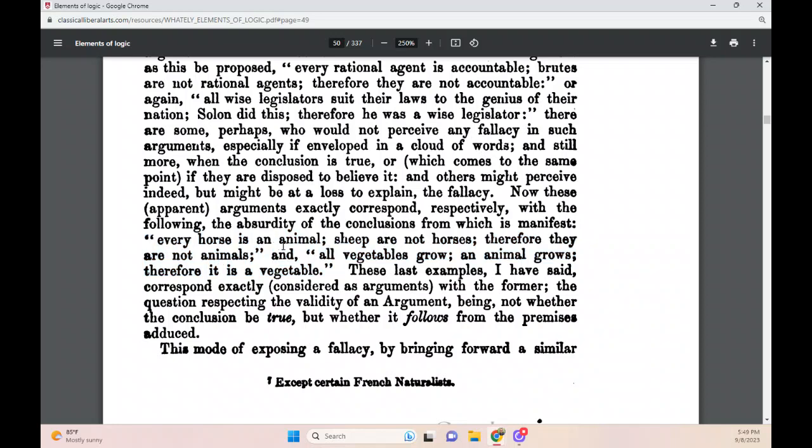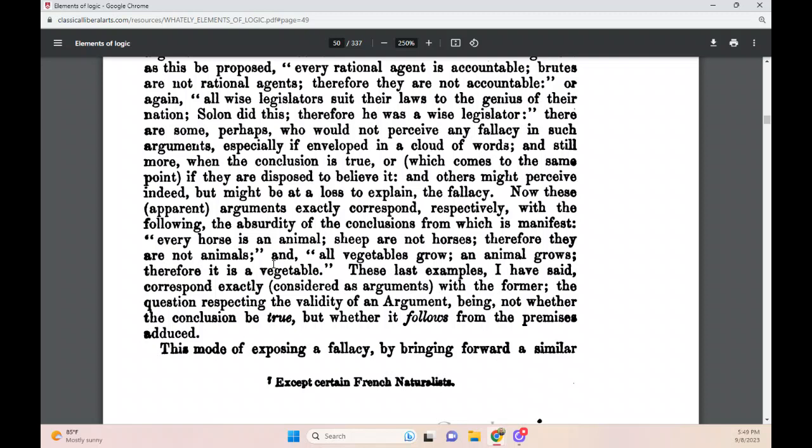So let's look at this absurd example. Every horse is an animal. So picture a large circle containing all animals, and then in that circle is a smaller circle containing all horses. So all horses is inside all animals. Sheep are not horses. Therefore, sheep are not animals. Now, this conclusion can be pretty easily recognized as false.